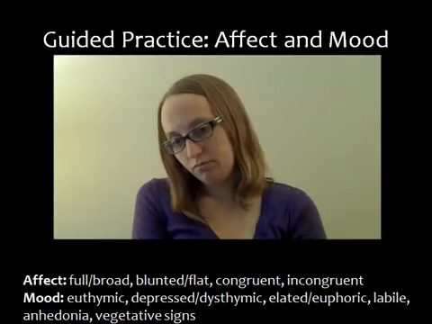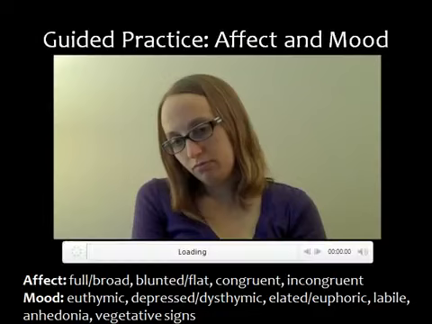You're also going to code for mood, looking at euthymic, depressed or dysthymic, and elated or euphoric. In addition, you're going to look at lability, anhedonia, and vegetative signs of depression. Regardless of whether lability, anhedonia, and vegetative signs are present, you are always going to code for range of moods. So you're going to choose euthymic, depressed, dysthymic, or elated euphoric. Here comes the first guided practice.